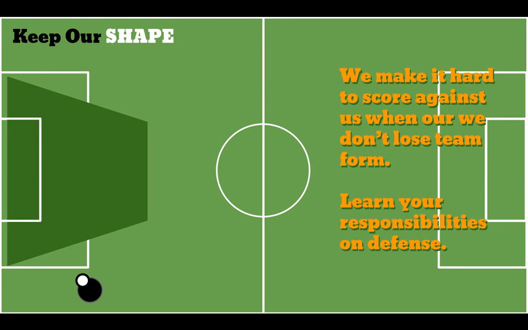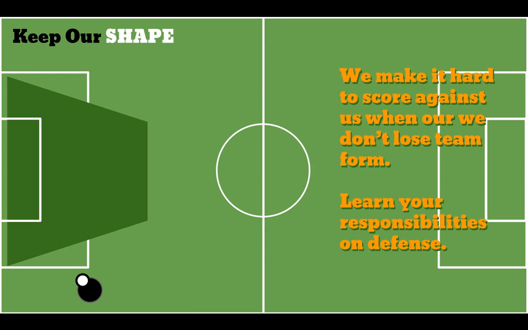The next is about shape. And we run a 3-1-3. So we have three defenders, one midfielder, and three forwards. And that should hold true. That shape of having three on our back line and one midfielder should hold true even when we're under attack. We don't want to lose form, because when our players lose that form and they start bunching up and it doesn't look like a 3-1-3 anymore, we're probably giving the other team great opportunities to score.